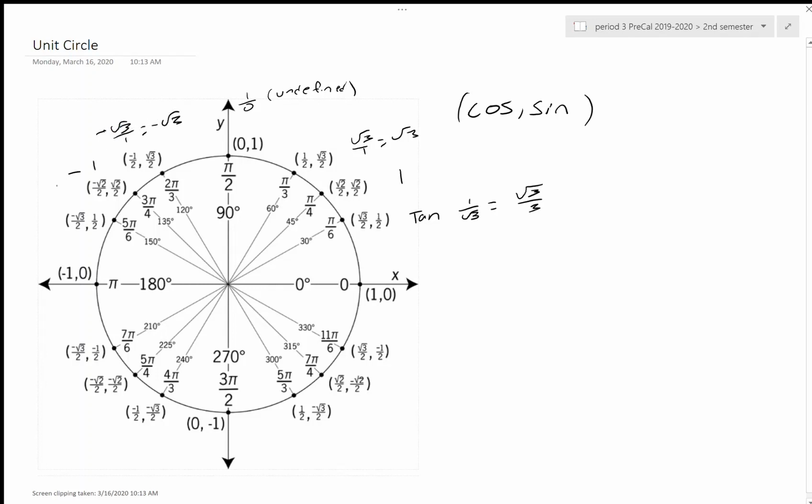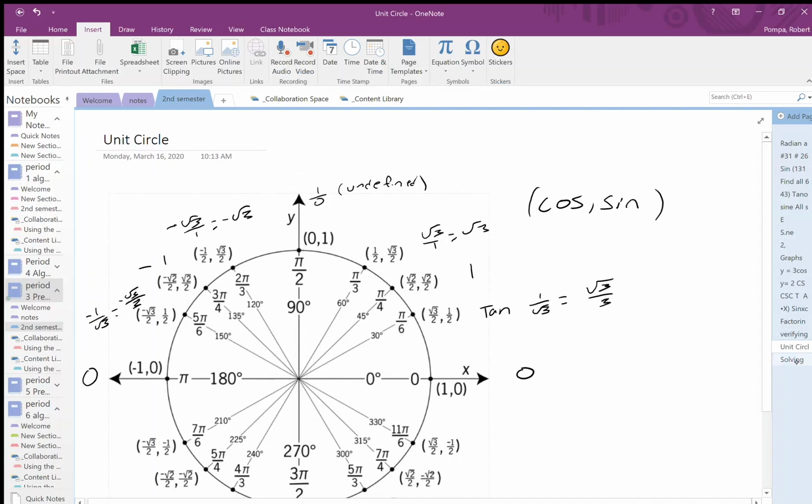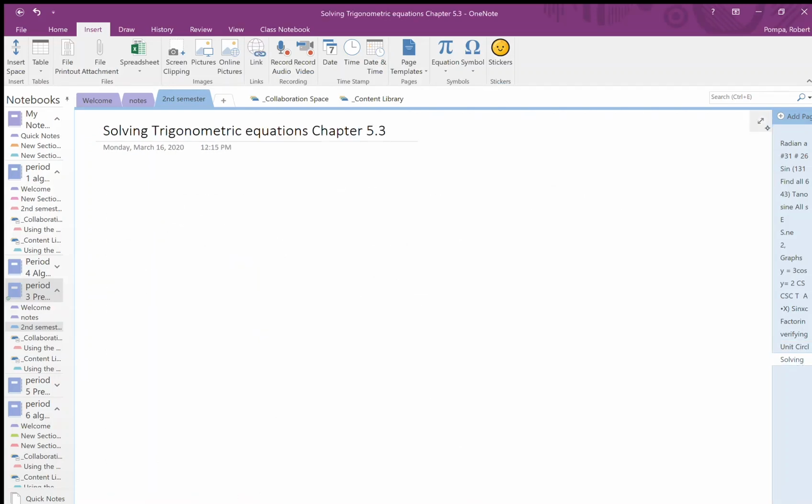This one's negative 1, and this one's negative 1 over square root of 3, which simplifies to negative square root of 3 over 3. And then for this one is 0, and over here is 0. After that, it starts to repeat. Okay? So I'll refer back to this when we need it.